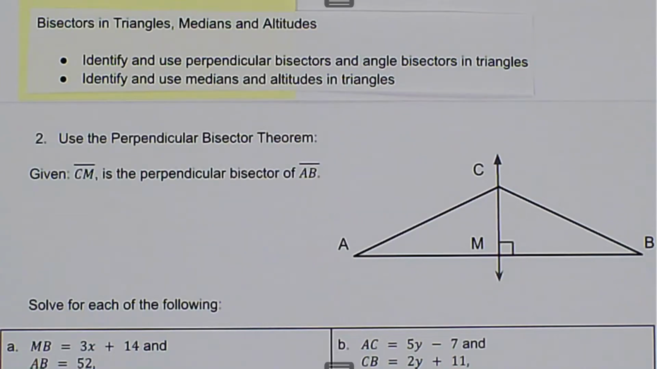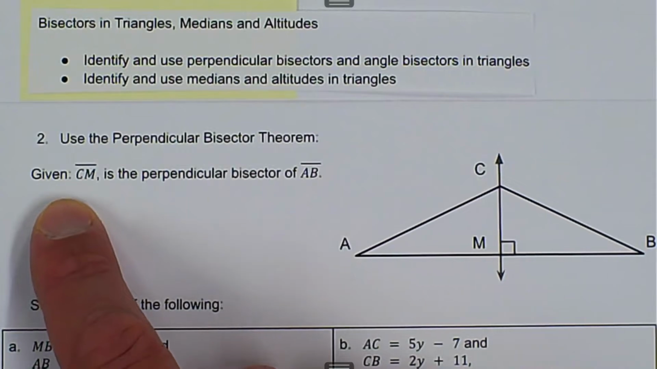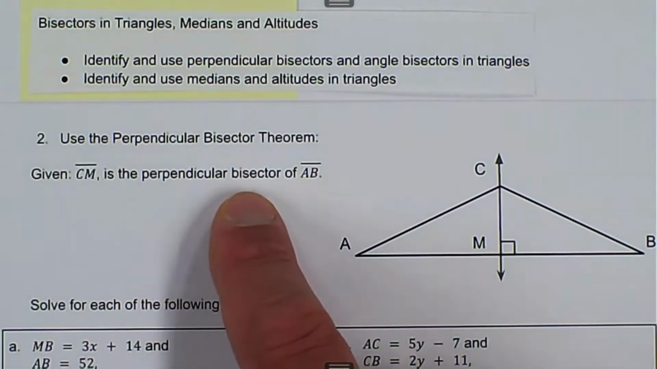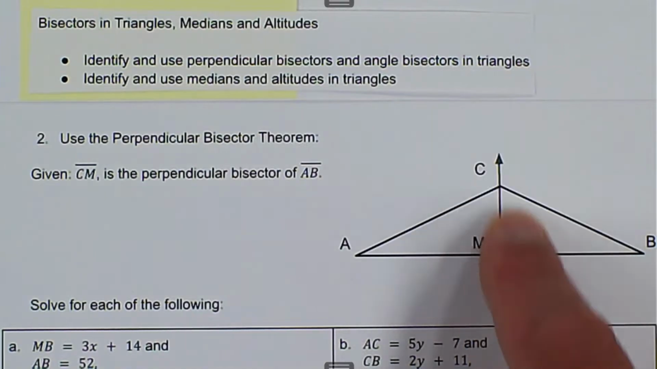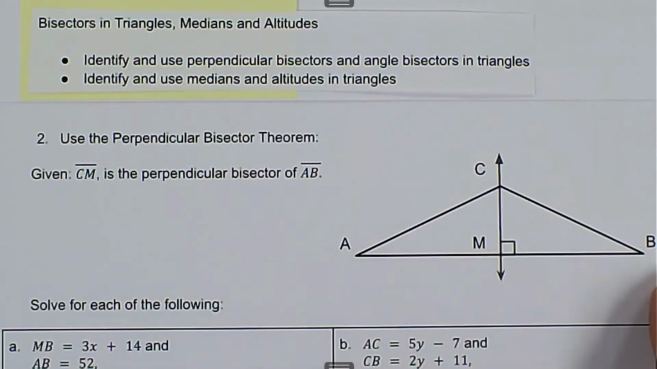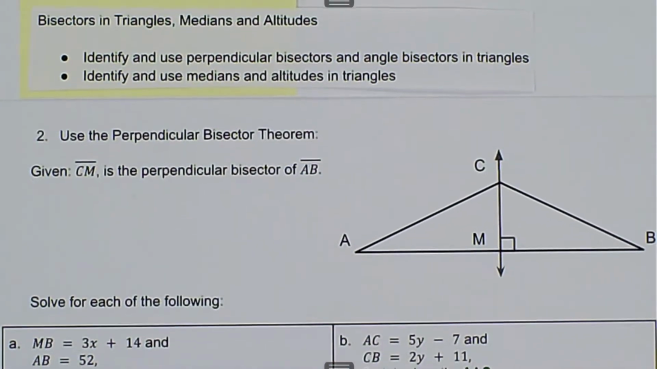We are talking about bisectors of triangles and medians and altitudes, and we want to identify and use perpendicular bisectors and angle bisectors in triangles. So here we have some examples where we want to use the perpendicular bisector theorem. Given line segment CM is the perpendicular bisector of line segment AB. So here we have CM, and that is the perpendicular bisector of line segment AB.